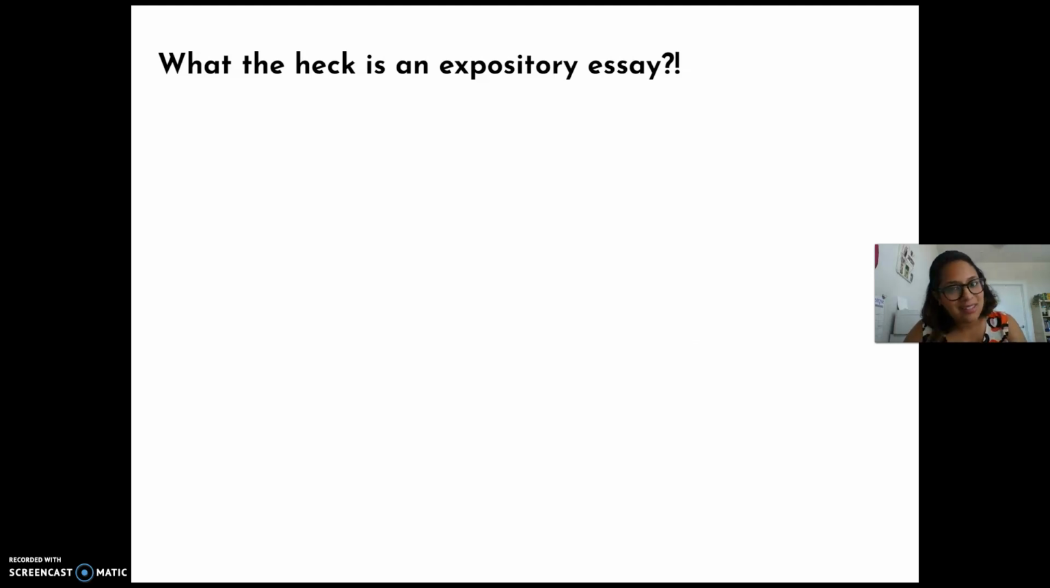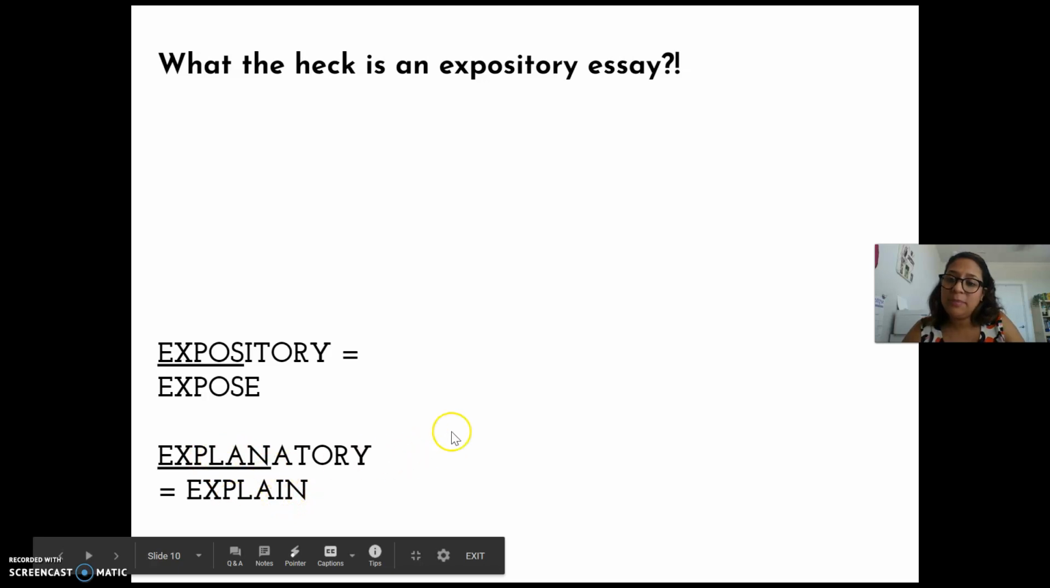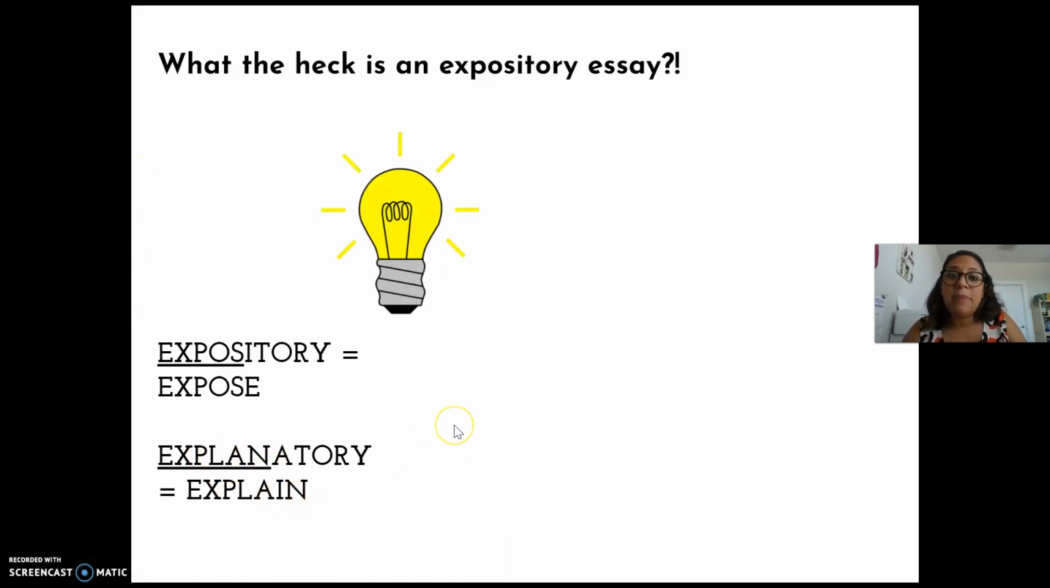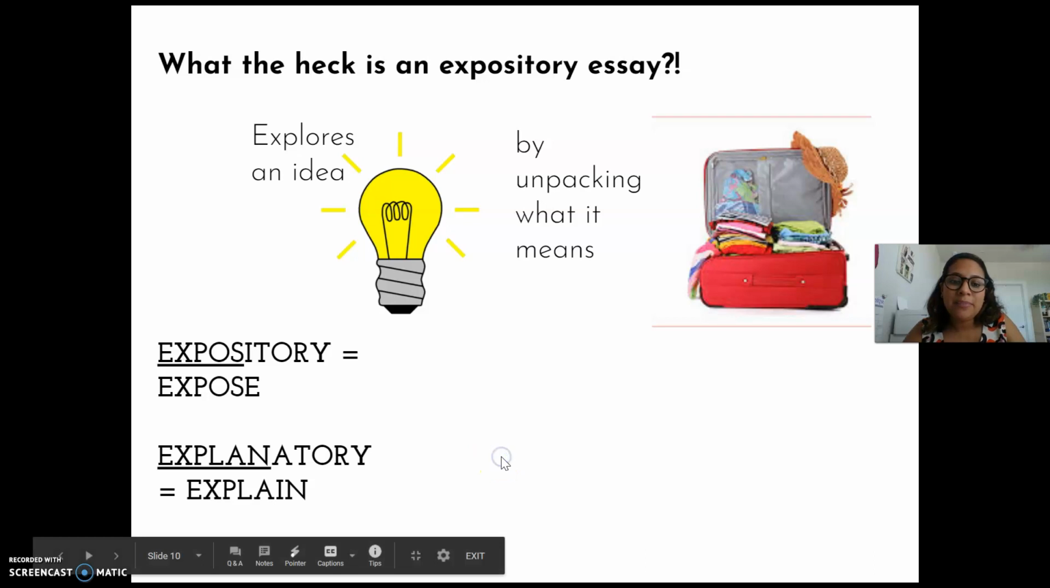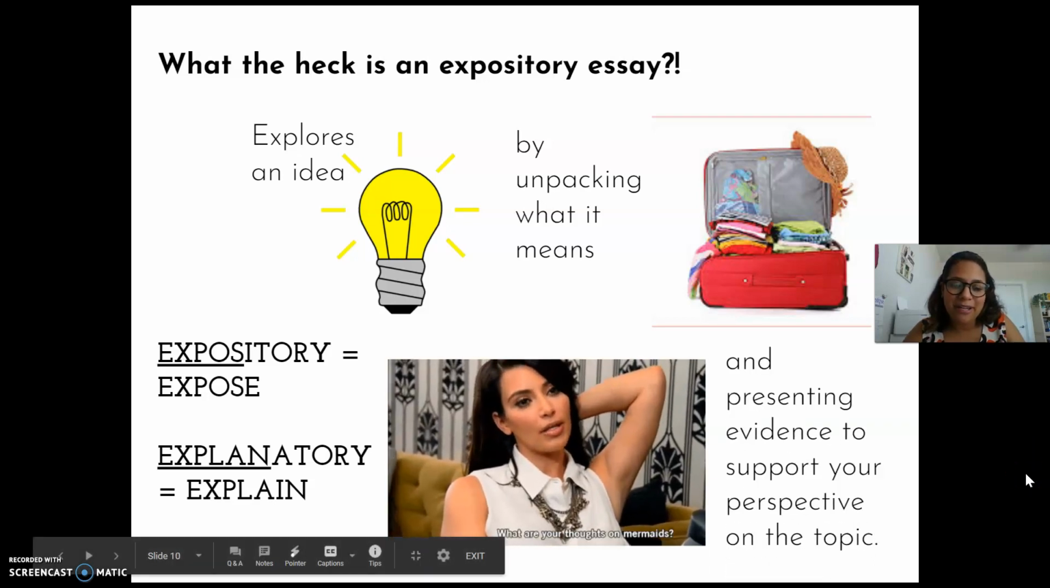I know that we've discussed this earlier in class before, but just to remind you, if you look at the word expository, you should notice that it has the word expose. And sometimes people will refer to expository essays as explanatory essays. They mean the same thing, but notice that in explanatory, you see the word explain. That is because an expository essay or an explanatory essay explores an idea by unpacking what it means and presenting evidence to support your perspective on the topic.